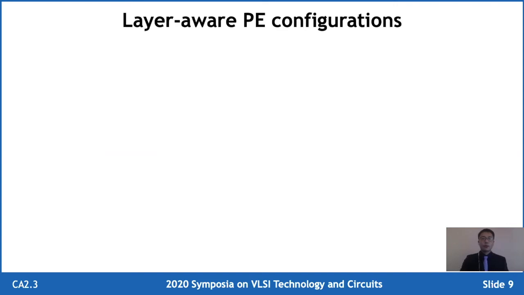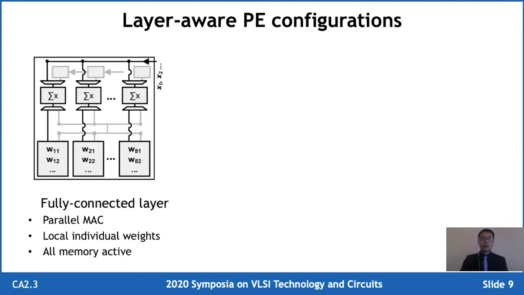This slide will show 3 PE configurations to address major computation patterns in DNN layers. The first is fully connected layer. Each thread acts as an output neuron whose inputs are shared and weights are local. All memory banks are in active mode. A maximum of 8 neurons operate in parallel in each PE.